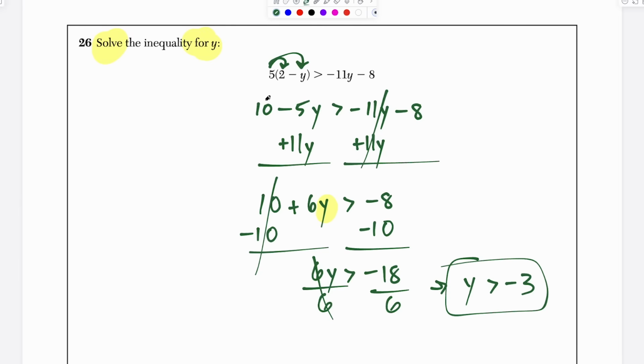Now, one thing I want to point out is when you are solving inequalities, if you multiply or divide both sides by a negative, the sign has to flip. But even though we divided negative 18 by 6, we never actually multiplied or divided both sides by a negative. That's why the inequality sign stayed greater than the whole time. So y greater than negative 3 is our solution.